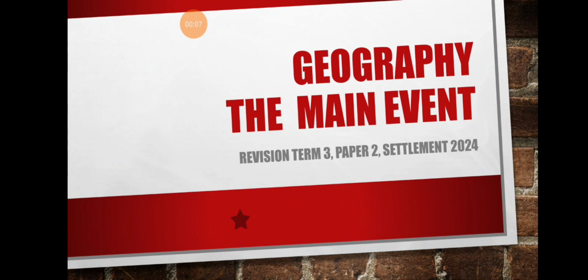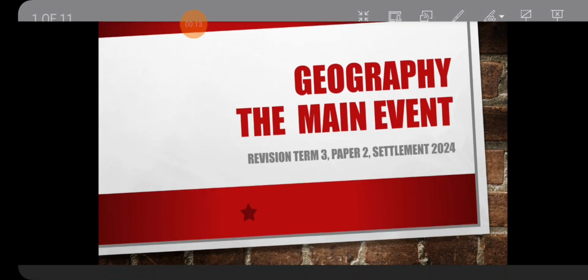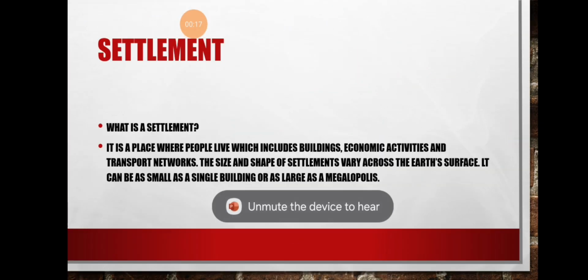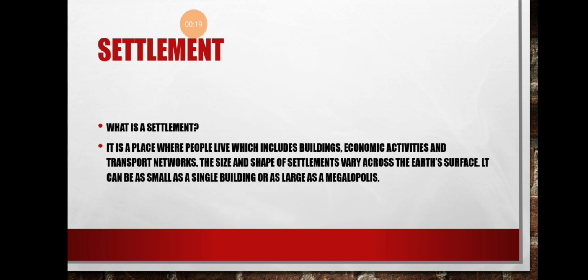We are going to do the revision for term 3 paper 2 settlement. First, we are going to start with settlement. What is settlement? Settlement is a place where people live, which includes buildings, economic activities, and transport network.